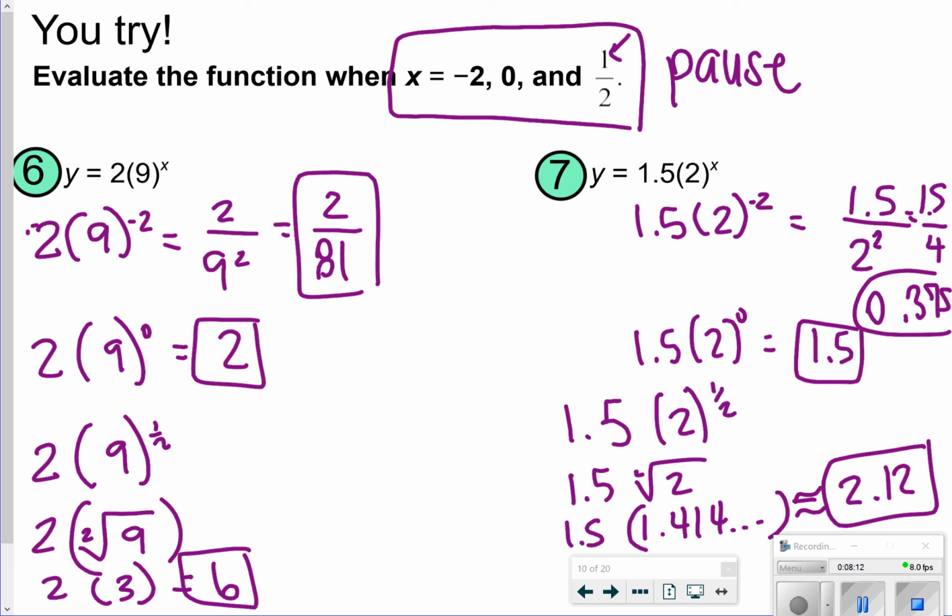So that one was a little bit trickier. You did need a calculator for that one. Just be careful with your irrational square roots and non-perfect squares.